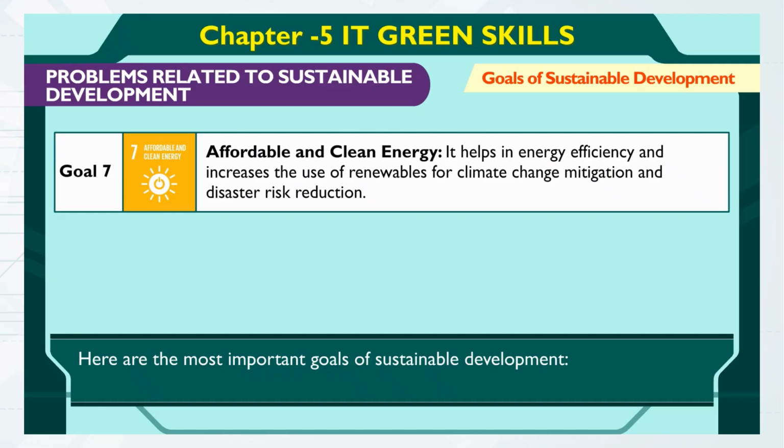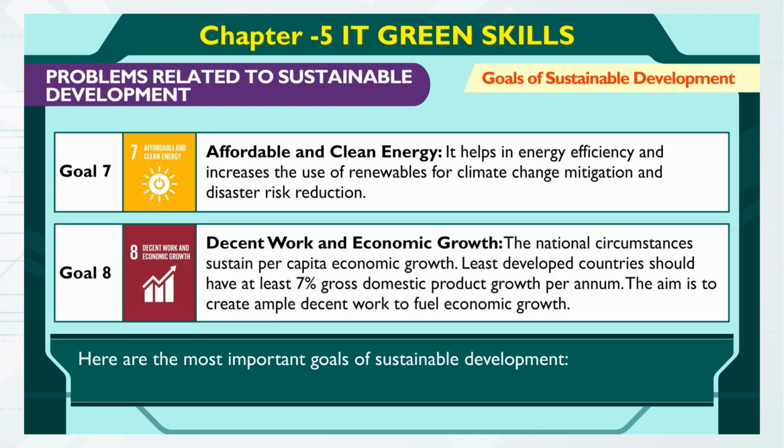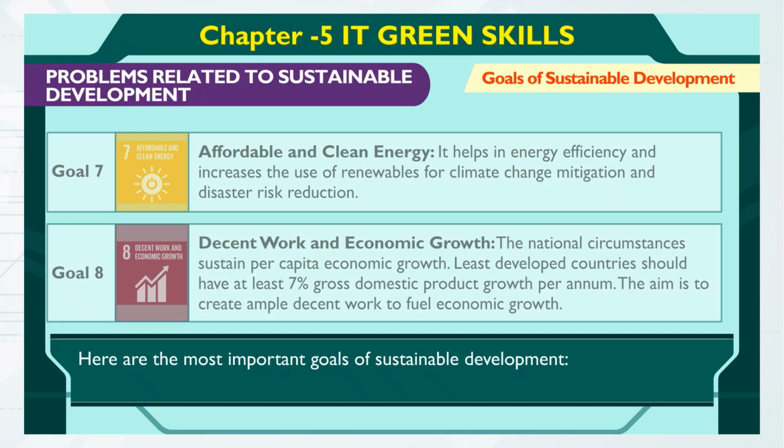Goal 7. Affordable and clean energy. It helps in energy efficiency and increases the use of renewables for climate change mitigation and disaster risk reduction. Goal 8. Decent work and economic growth. The national circumstances sustain per capita economic growth. Least developed countries should have at least 7% gross domestic product growth per annum. The aim is to create ample decent work to fuel economic growth.